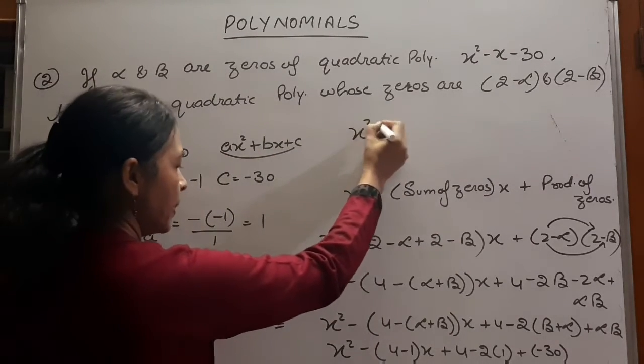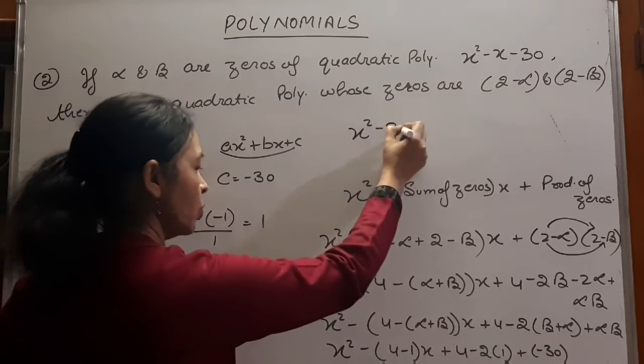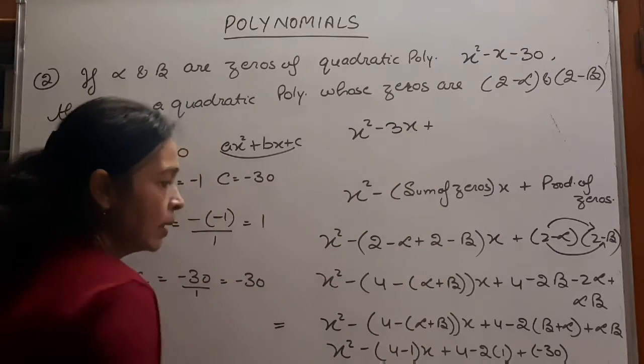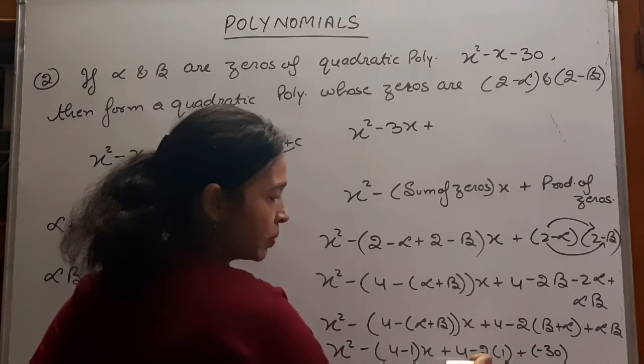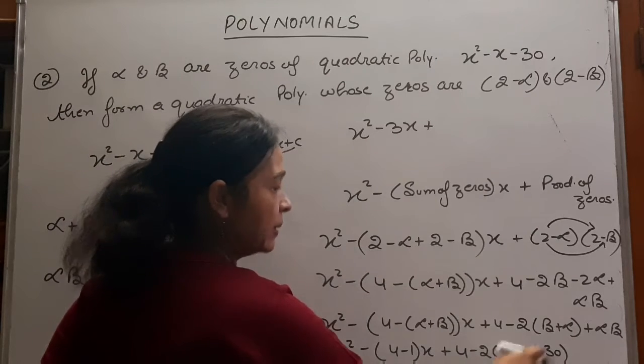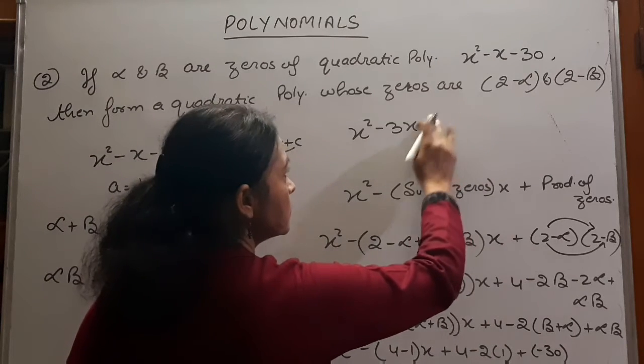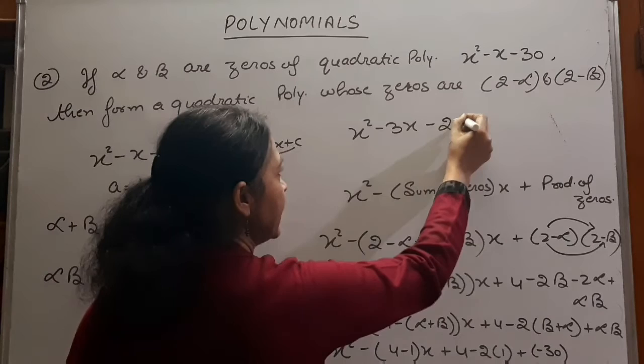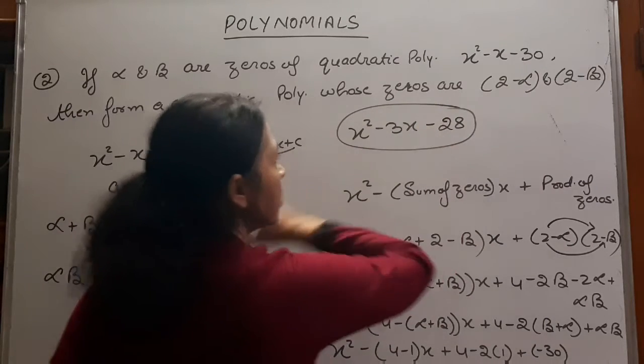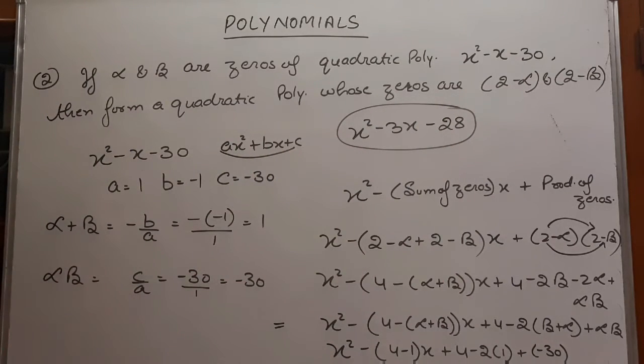We have x square minus 4 minus 1, 3x plus. Here we have 4 minus 2, that is 2, and minus 30, minus 28. This is the required polynomial with zeros 2 minus alpha and 2 minus beta.